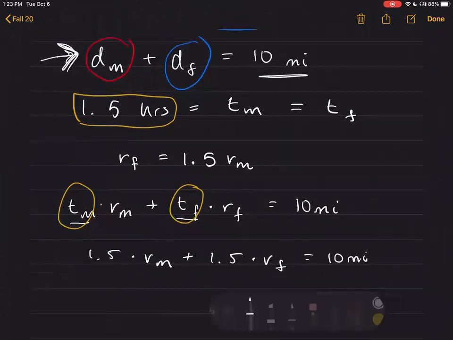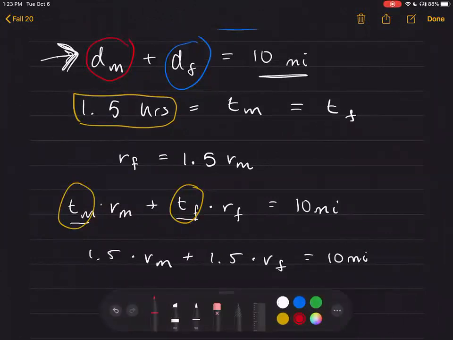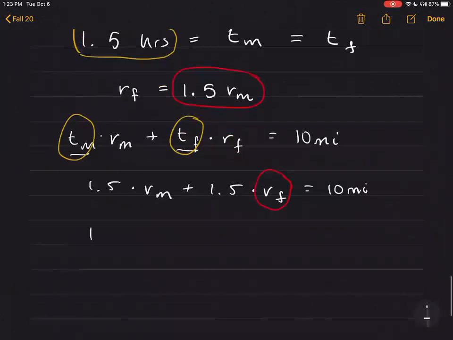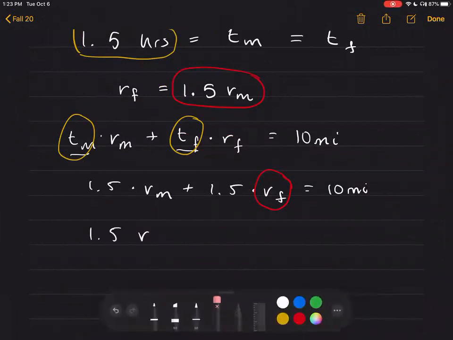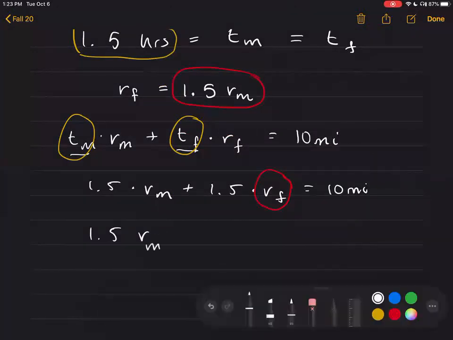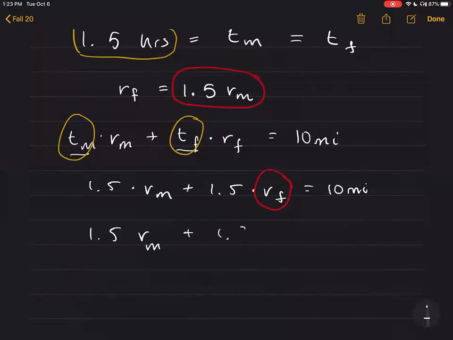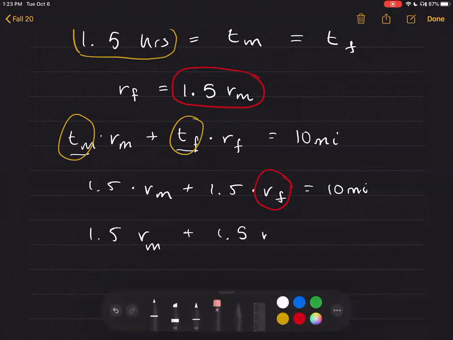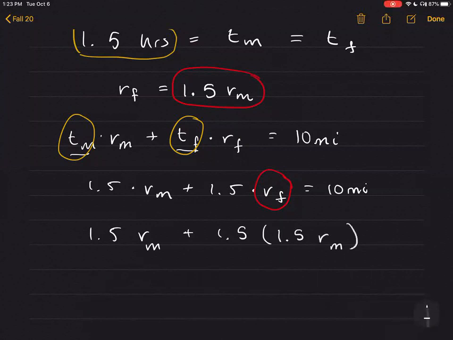And then right here, I'm going to sub this in from this equation. So now I'm going to get 1.5 RM. Make sure that's underneath. And then plus 1.5, not RF, we're going to replace that, and it's going to be 1.5 RM equals 10 miles.